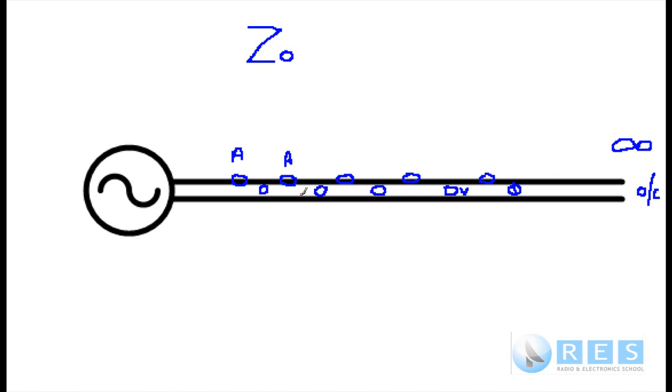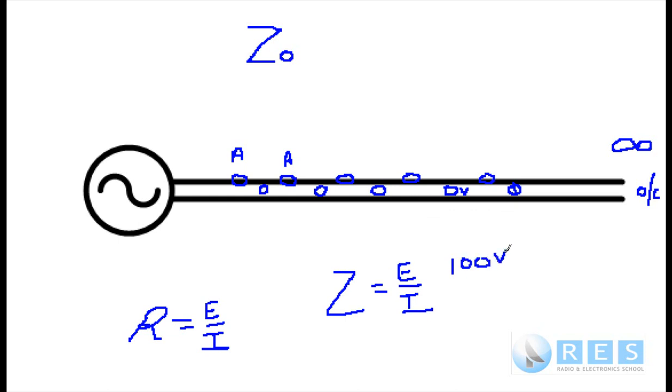Then we've got a voltage current ratio there, and you'll remember that R, in Ohm's law, R equals E over I. Well, that's also the same equation for impedance. Z equals E over I. So suppose on this infinite line, all of our voltmeters measured 100 volts, and all of our ammeters measured 2 amps. Then the characteristic impedance of this line, the Z0 of this line, would be 100 divided by 2 equals 50 ohms. That's what characteristic impedance is.